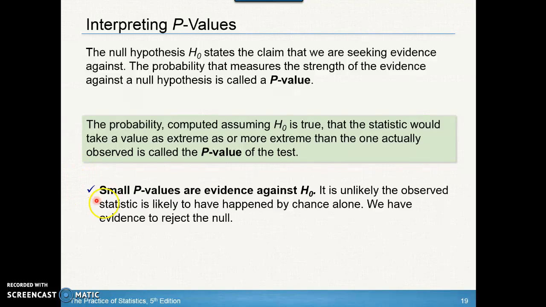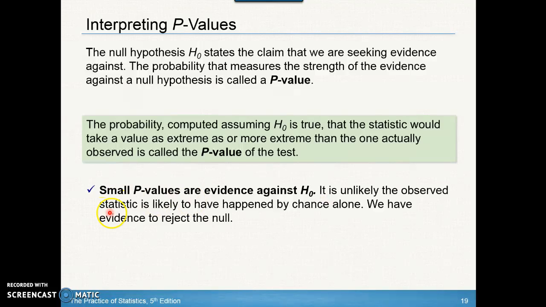Okay, so now what does that mean? What does a small p-value mean? A small p-value means that the statistic we got is really far away from the null hypothesis. When you get a large z-score, that means it's really far away from the null, and that's going to produce a small p-value. That says the probability of that occurring is not very likely. So a small p-value is evidence against the null.